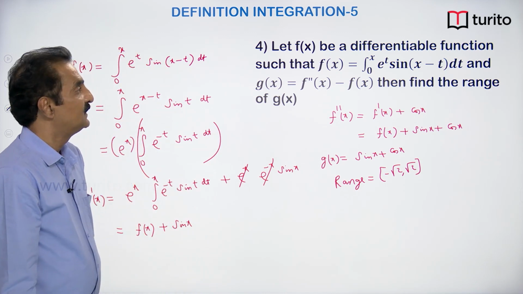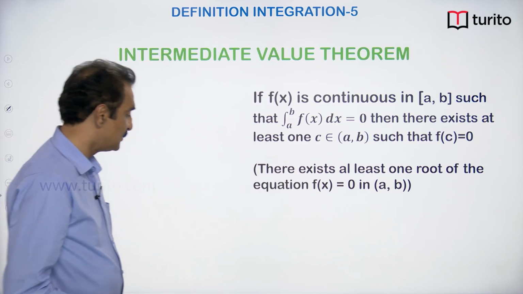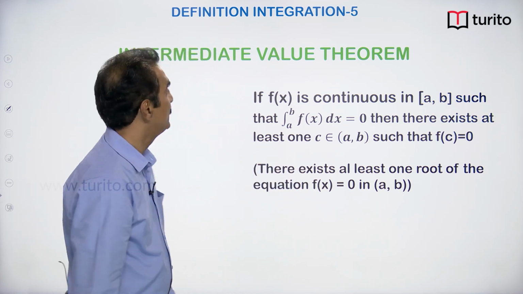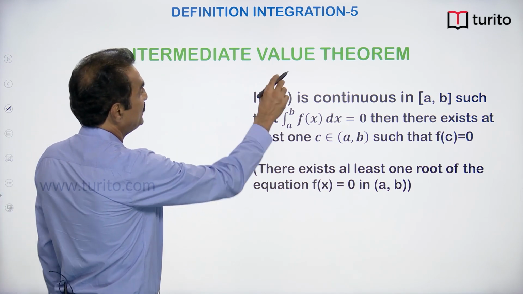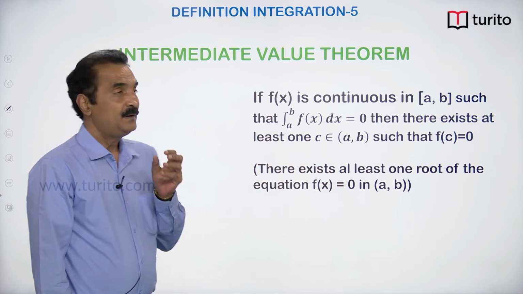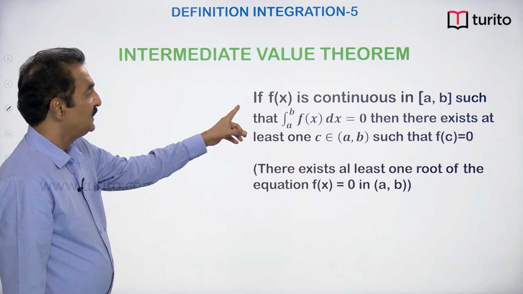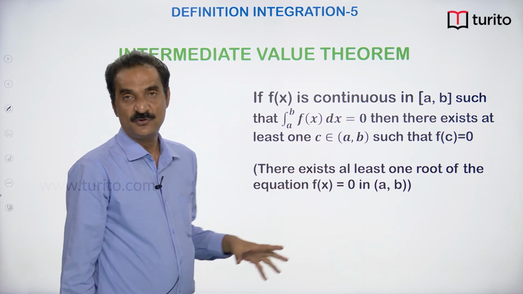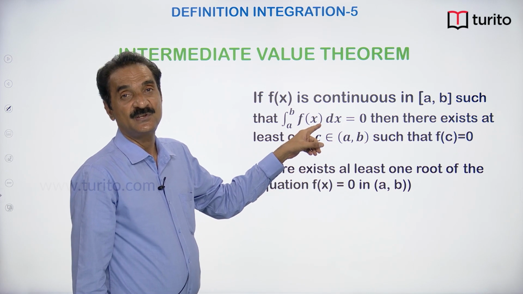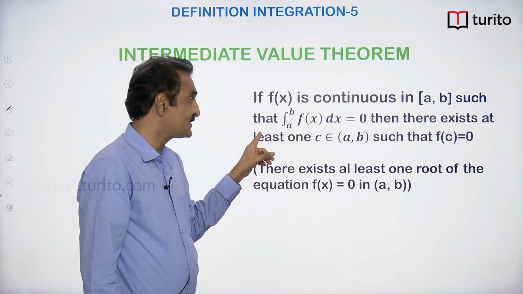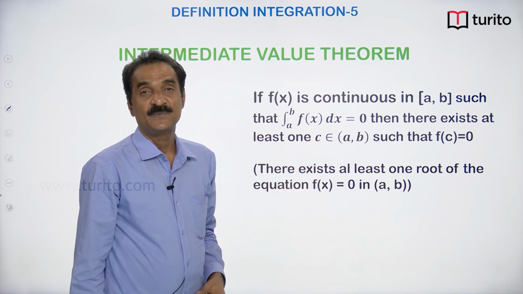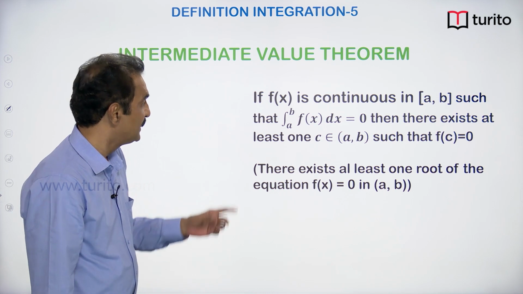Okay. Next question. Now we are going to discuss some more theory in definite integration. One is the intermediate value theorem. The intermediate value theorem is: if a function is continuous in the interval a to b such that integral a to b f of x dx is 0, then there exists at least one c in the open interval a to b such that f of c is equal to 0. Let us see how.